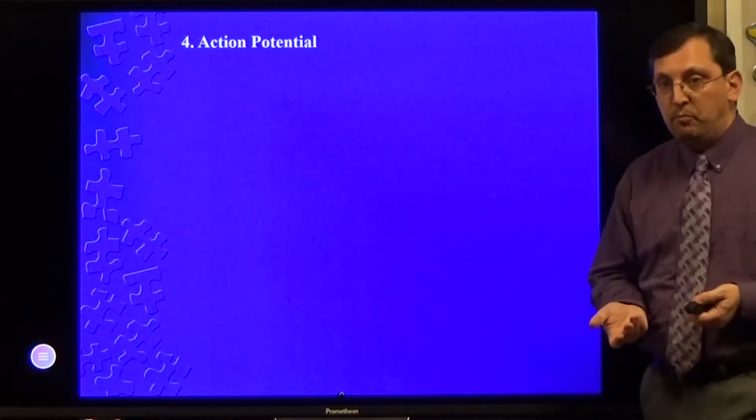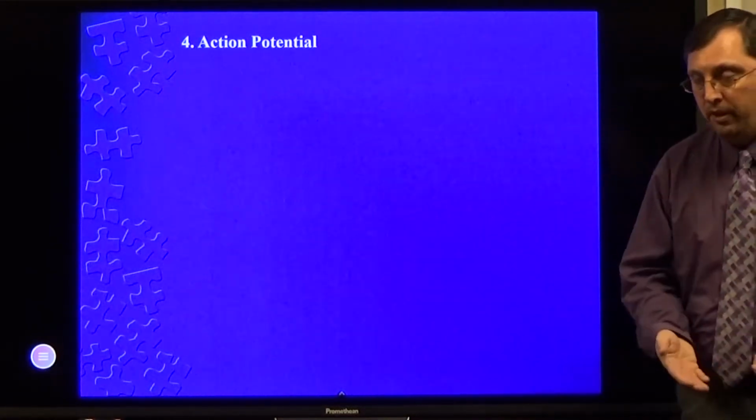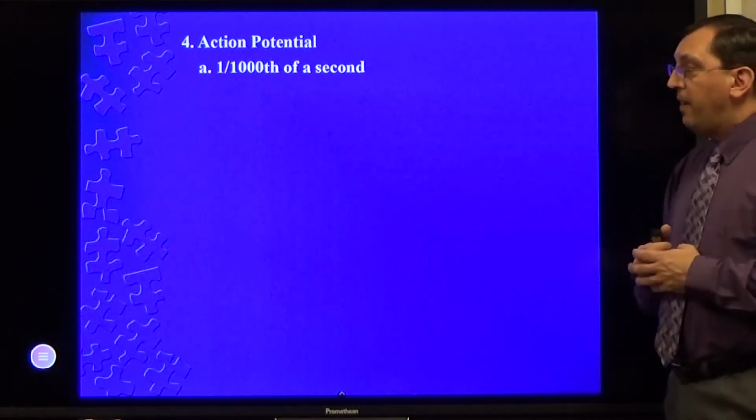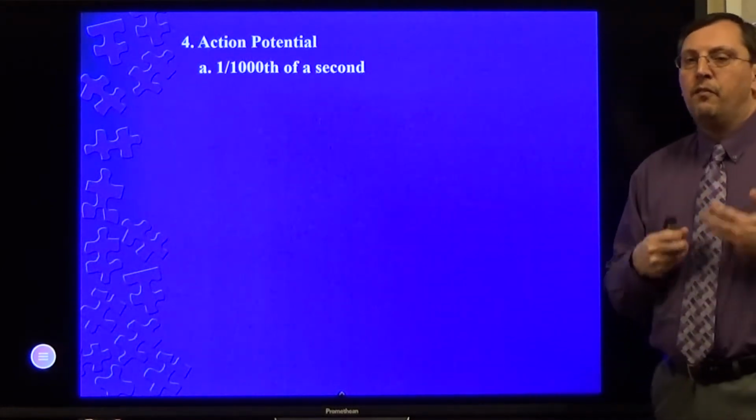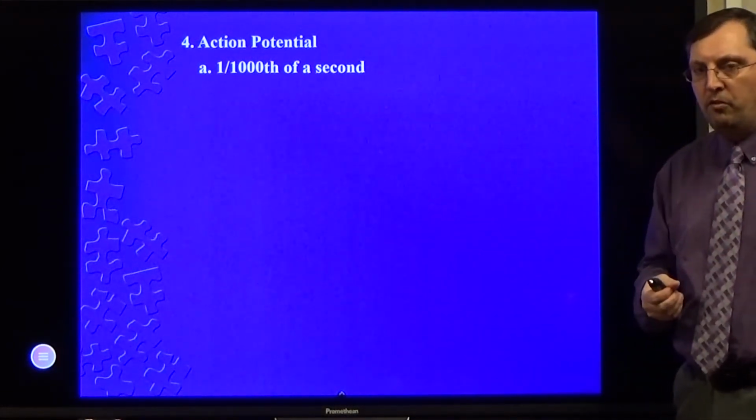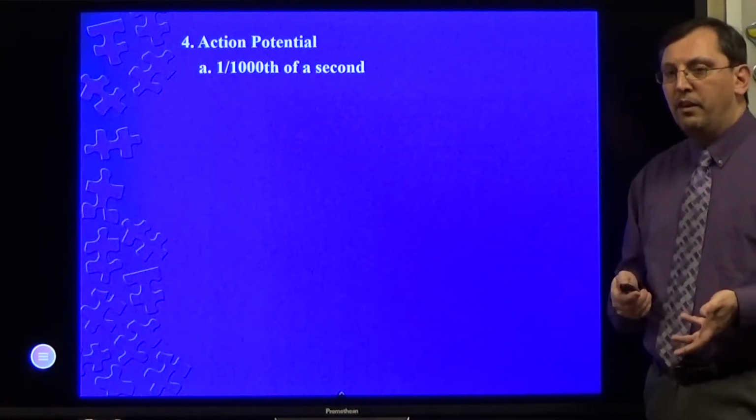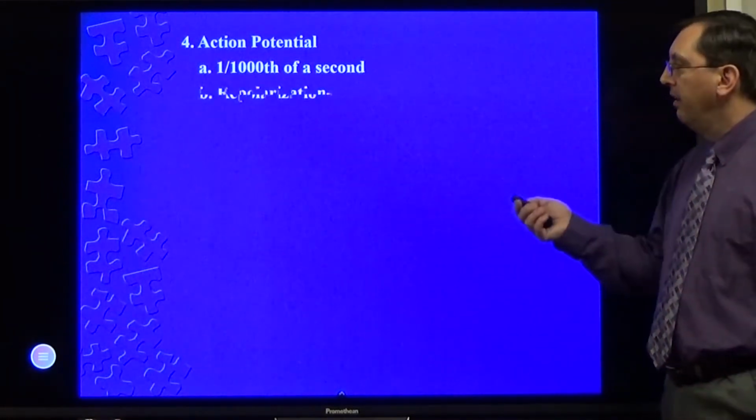Produces an action potential. So that means you can actually do something. How fast does it occur? 1/1000th of a second for your nerves to send that signal and make it start to do something. That's pretty quick. That means you can do it quite a bit in a second.